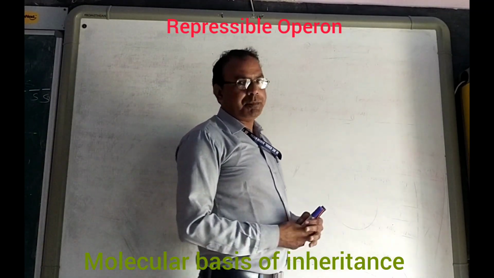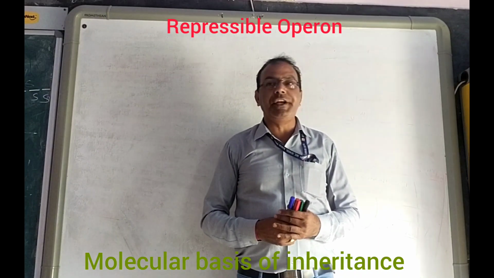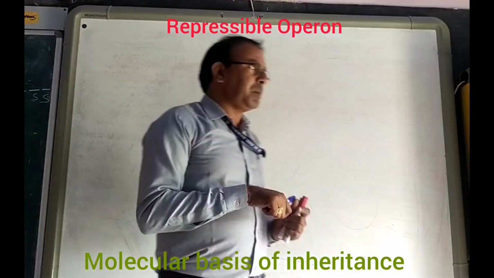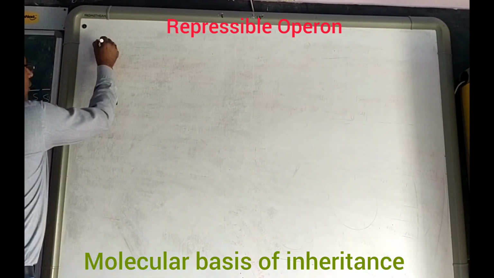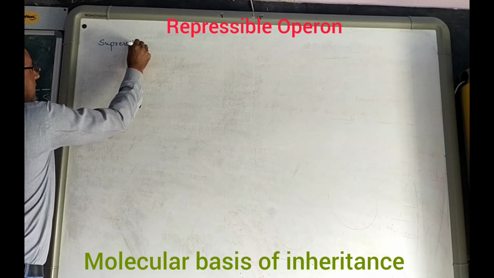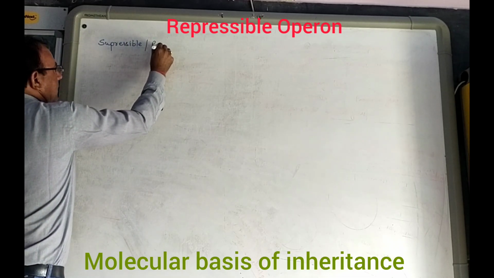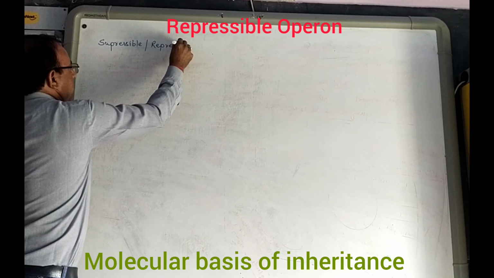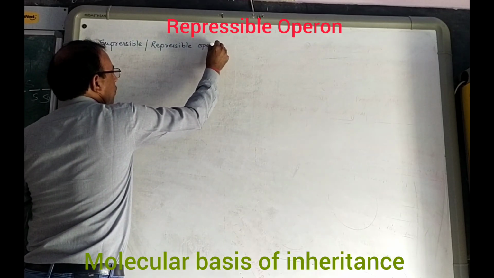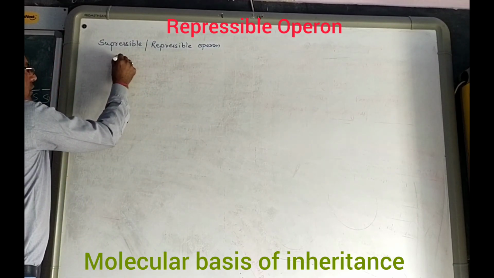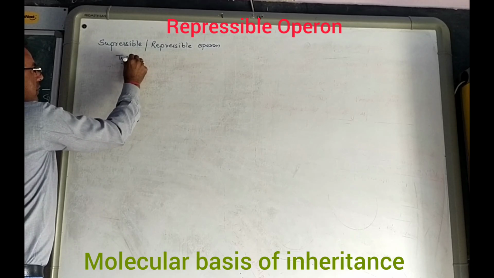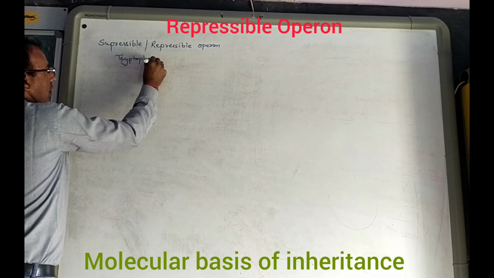Hello students, in the previous part we discussed the inducible operon or lac operon. In this part we will discuss the suppressible, or we can say repressible, operon. This is also known as the tryptophan operon.